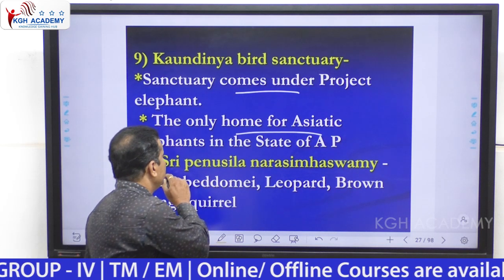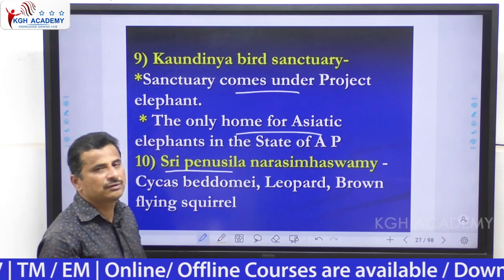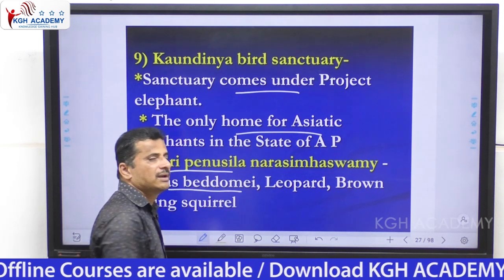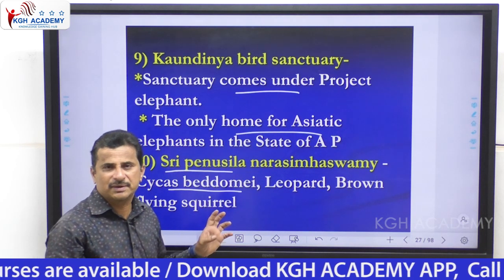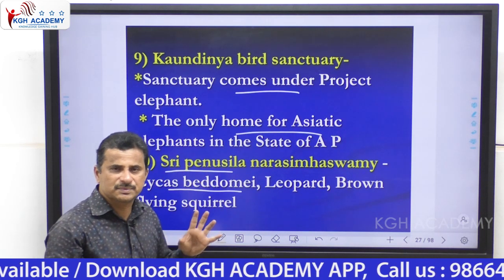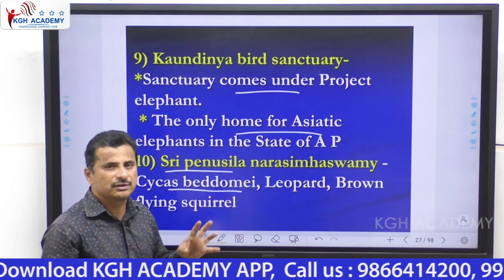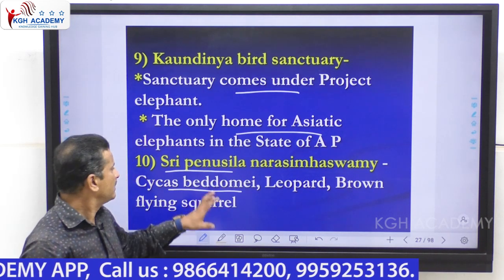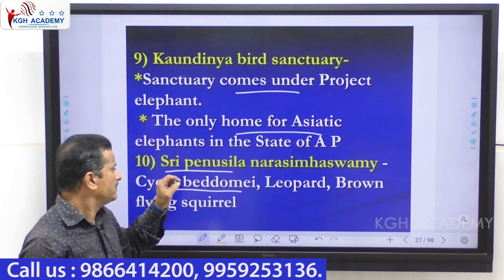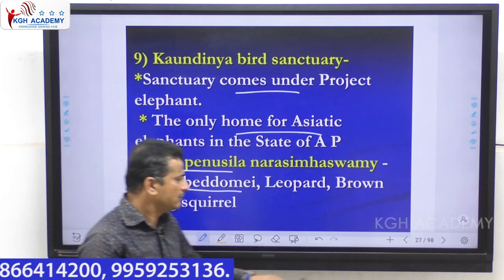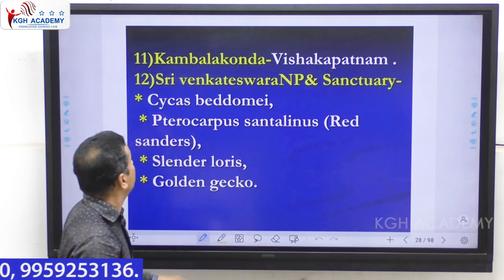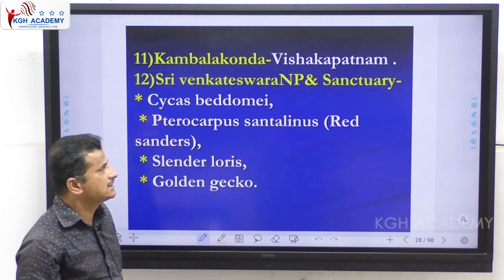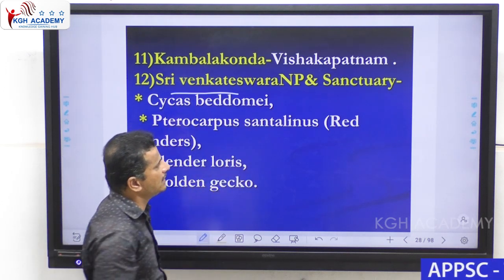And the next, Sri Penusila Narasimhaswamy Wildlife Sanctuary. Here the famous plant species is Cycas beddomei, a gymnosperm, and this type of Cycas beddomei gymnosperm is present in the Tirupati Hills, the Tirumala Tirupati Hills. And here the leopard and brown flying squirrel are very famous in this Sri Penusila Narasimhaswamy Wildlife Sanctuary. And next, Kambalakonda Wildlife Sanctuary, present in Visakhapatnam. And next, Sri Venkateswara National Park and Sanctuary.